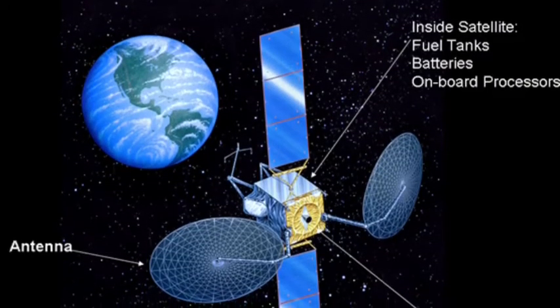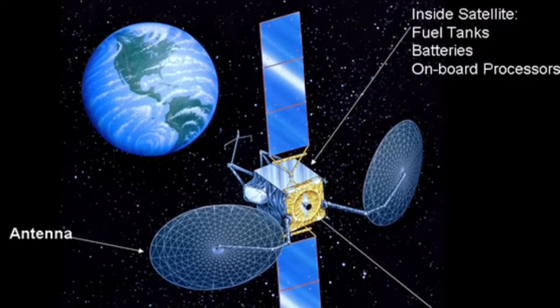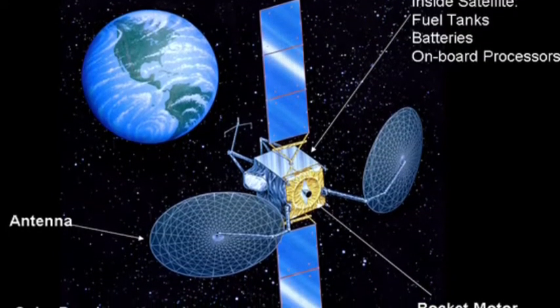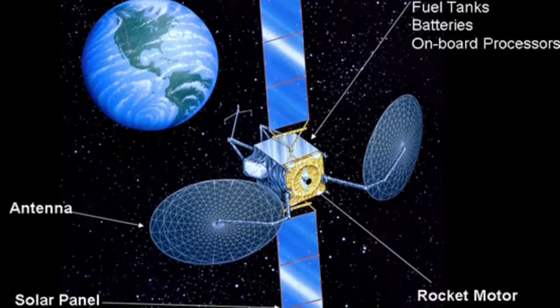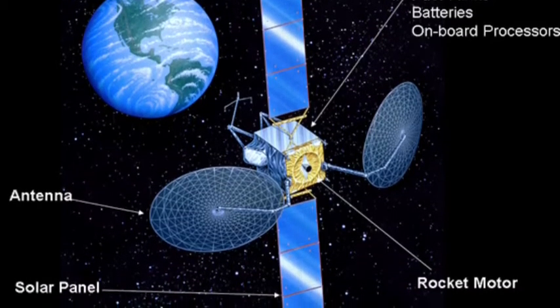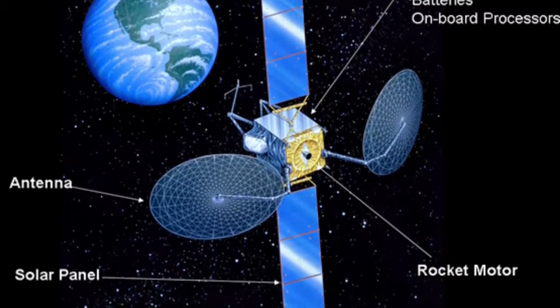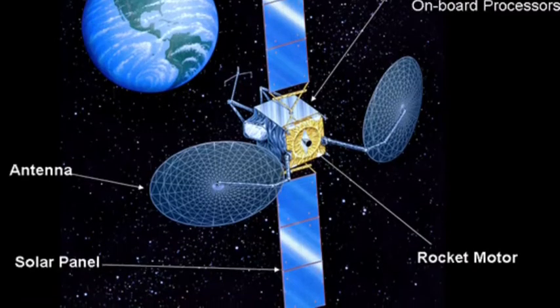This is a very simple diagram of a satellite. Inside the satellite would also be a camera. The antennae are responsible for receiving the radio waves, while the rocket motor keeps the satellite in space with the help of sun energy from the solar panels.